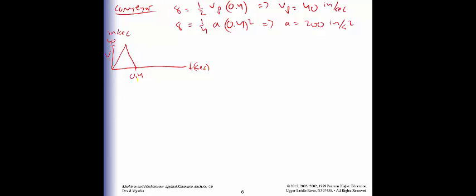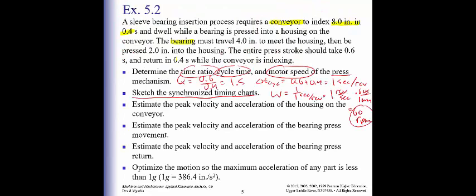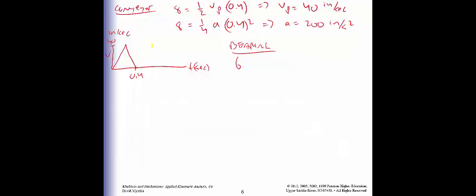All right, let's go to the bearing. I'll put the bearing information over here. We know that there's a couple of parts to it. During that 0.4 seconds, it moves 6 inches. If we go back, that is the return, 0.4, but it says that's while the conveyor is indexing. And we know the bearing has to go 4 plus the 2 overall distance, so that's where the 6 inches comes from.